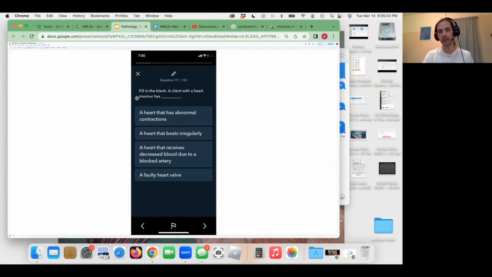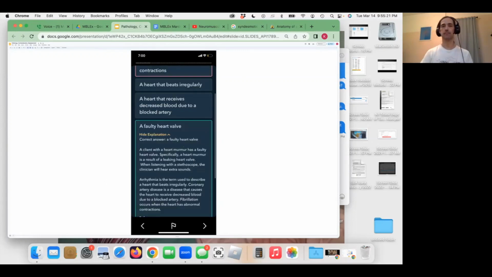Fill in the blanks. A client with a heart murmur has a heart that has abnormal contractions, a heart that beats irregularly, a heart that receives decreased blood due to a blocked artery, or a faulty heart valve. Faulty heart valve. That is correct. Does anyone not understand this? Heart murmur is the result of a leaking heart valve.